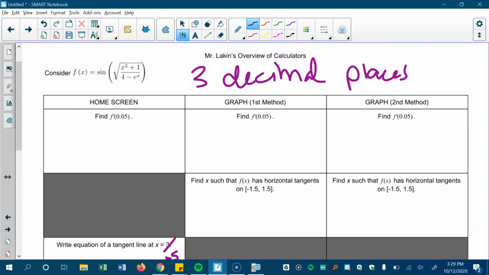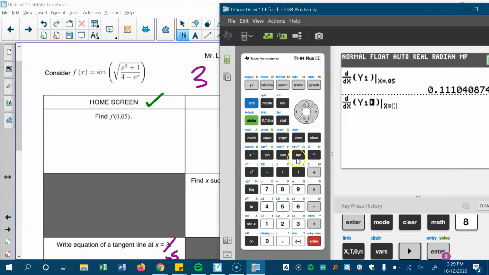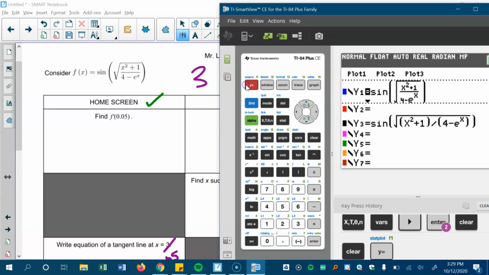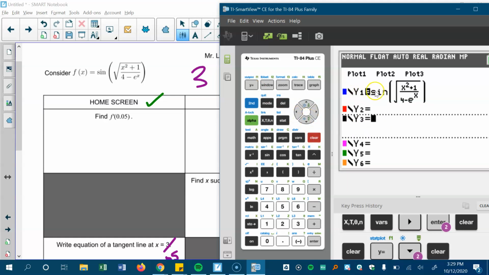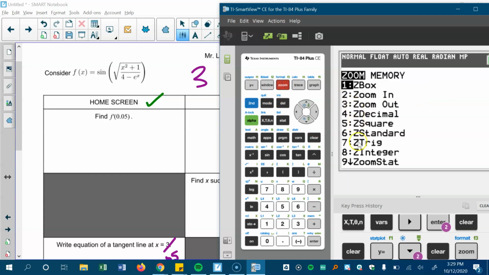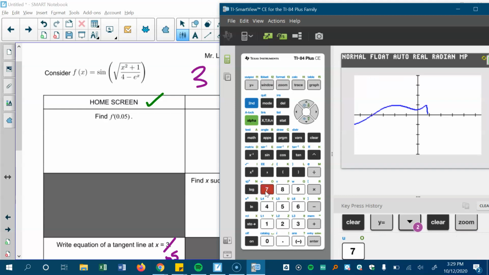Okay, so we found f prime of 0.05 on the home screen. Let's see how we can do it on the graph. To do this on the graph, we could do one of the following ways. Let me clear that. Let's go back to y equals. I have y3 deselected here. I'm actually going to clear it out so that no one tries to do this on their own and gets errors. Anytime I have a trig function, I always do a zoom trig. So that might be a tip you want to write down. Not really though, if you're not into that.